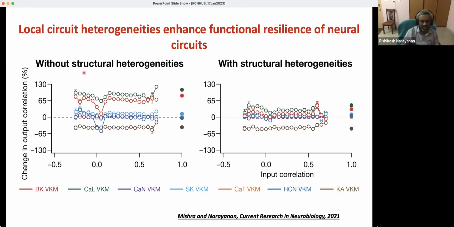And here, in the absence of structural heterogeneities, you see the amount of perturbation to be large. Here, the output is measured in terms of the decorrelation that can be achieved. As a consequence of the perturbation, you see a huge change between the perturbed one and the baseline, which is shown as 0. On the other hand, in another network where structural heterogeneities were present, the changes you observe in the output correlation are reduced. Therefore, the presence of these heterogeneities also introduces functional resilience to these neural circuits.